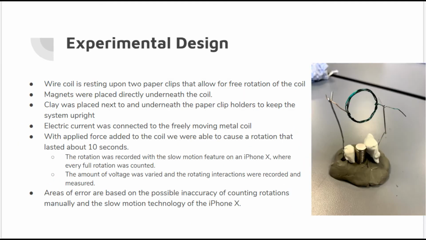For this experiment, we simply placed a wire coil resting on top of 2 paper clips that were held upright by clay. The coil was resting in a way that free rotation can occur when the electric current is applied. We then placed magnets underneath the coil, again resting upon the clay, and once electric current was applied, we applied a bit of force to start the rotation of the coil, and observed that it would rotate for an extended amount of time. We then changed the variable of voltage within the system and observed how the amount of rotations would change based on this voltage, recording the interaction with the slow motion feature on an iPhone camera.